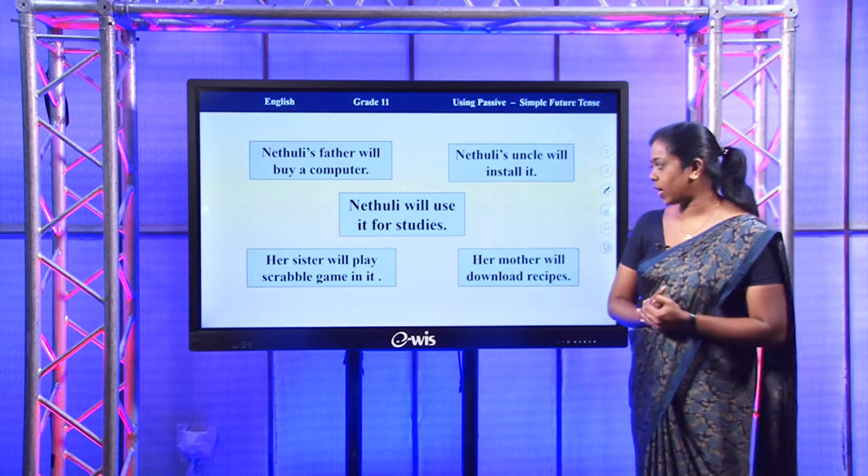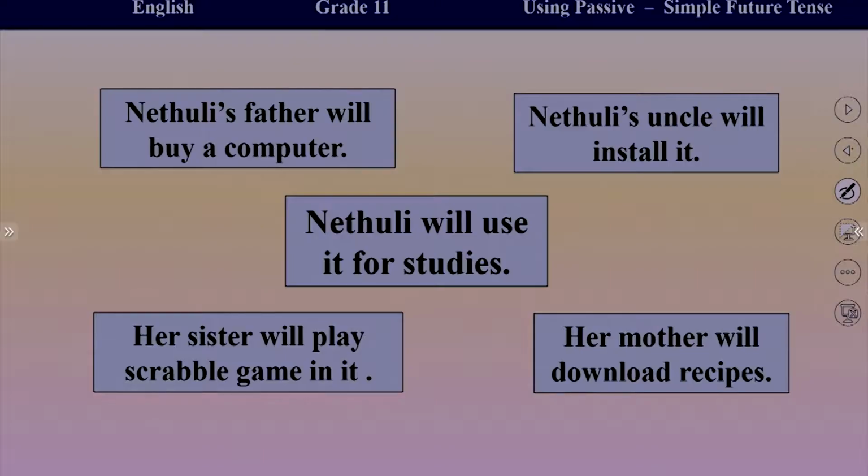Right, take a look at this slide. Nethuli's father has a plan to buy a computer for her, and the rest of the family members too have plans to do something with this computer. Let's take a look at the sentences.